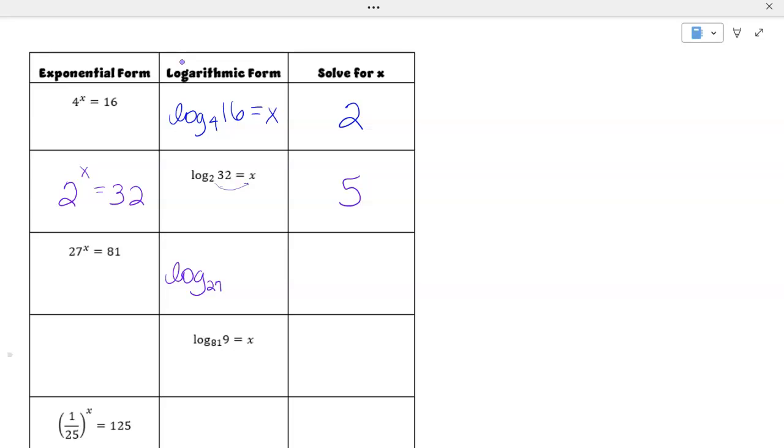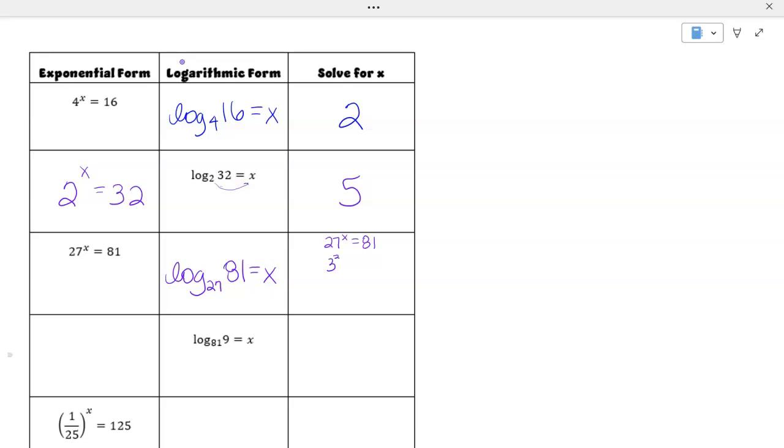So log base 27 of 81 is going to equal x. And if we wanted to evaluate this, really we go back to our exponential equation. So we have 27 to the x equals 81. And we can't solve that as is. We've got to get a same base.